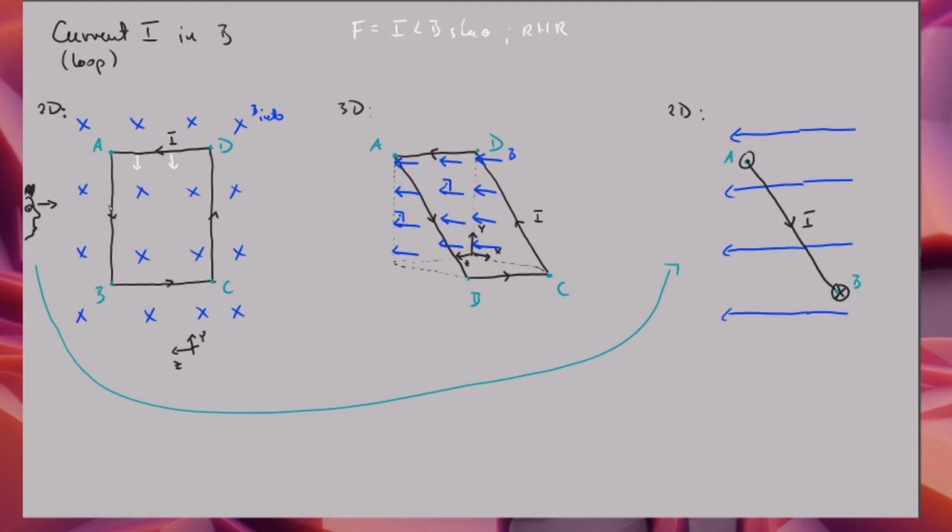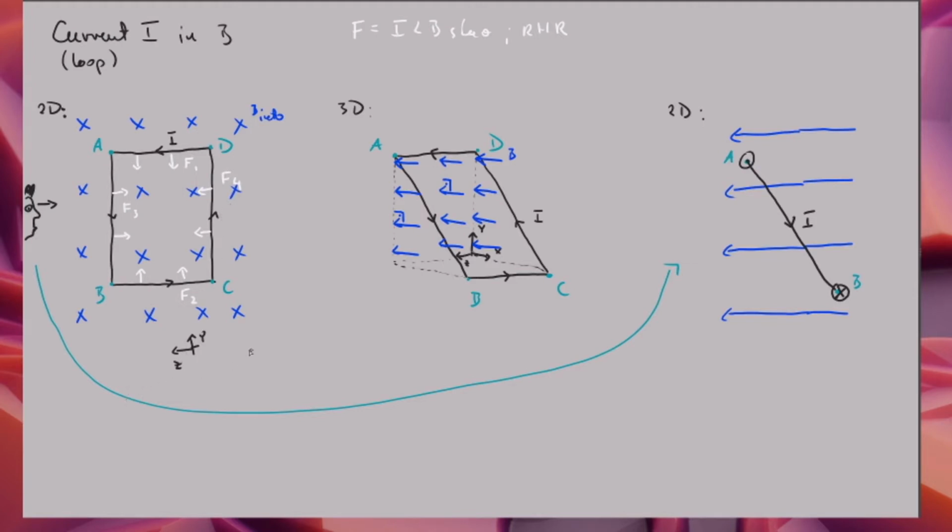Now when you get to this side, do the same thing. By right-hand rule, you will find out that the force points in this direction. On the bottom, by the right-hand rule, you will find out that the force points up. And on this side, you will find out that the force points to the left. Now, let's call the top one F1, the bottom one F2, the one on the left F3, and the one here on the right F4.